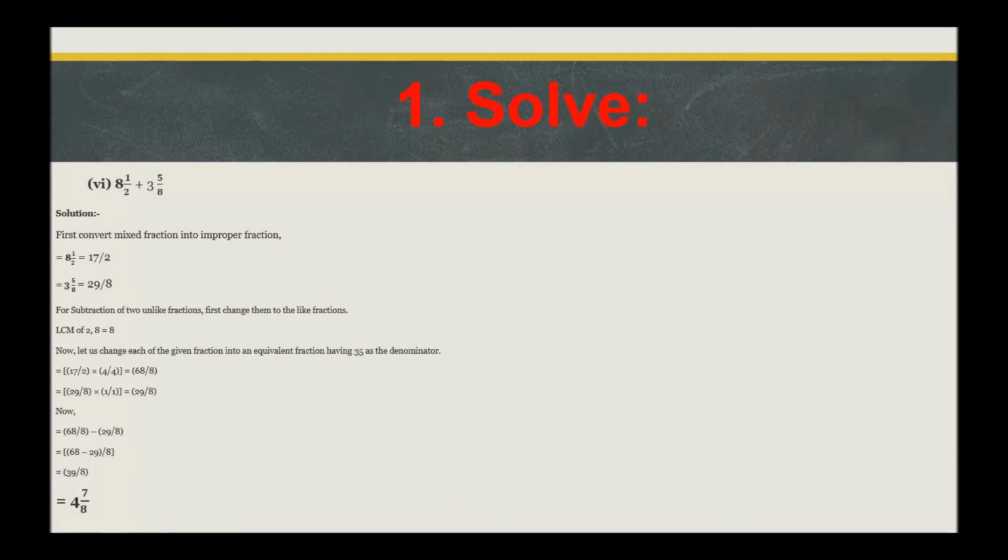Next question, 8 and 1 by 2 plus 3 and 5 by 8. First convert the mixed fractions into improper fractions. So 8 and 1 by 2 is 17 upon 2, and 3 and 5 by 8 is 29 upon 8. Now we will change them into like fractions. So we will find the LCM of 2 and 8, that is 8.